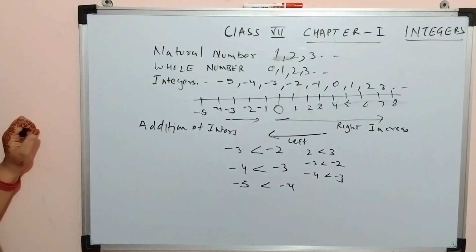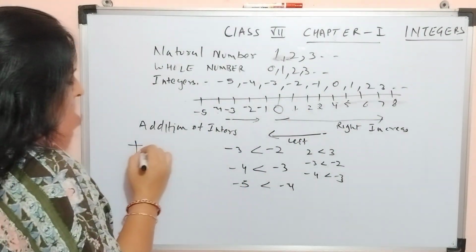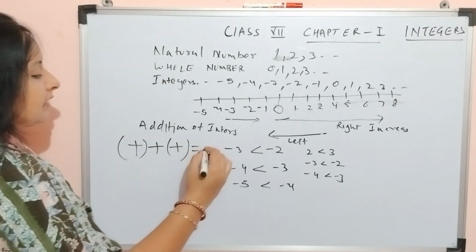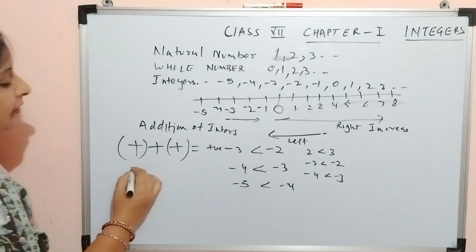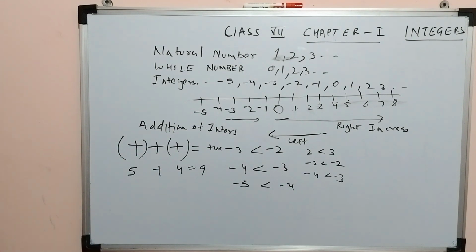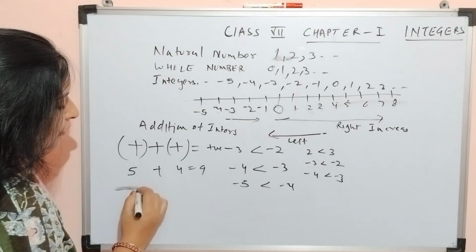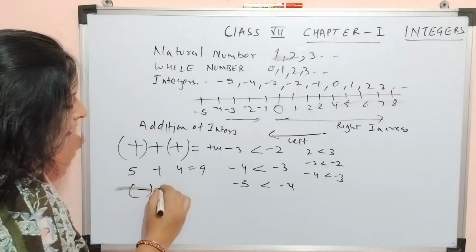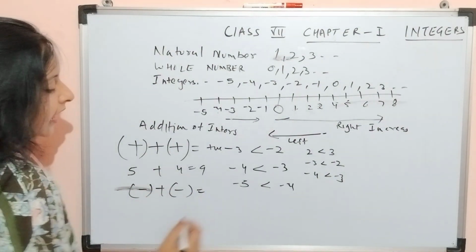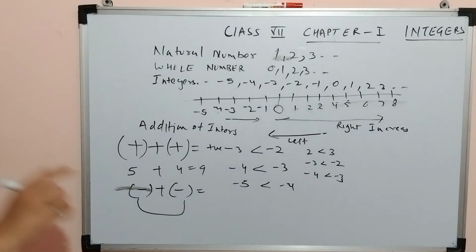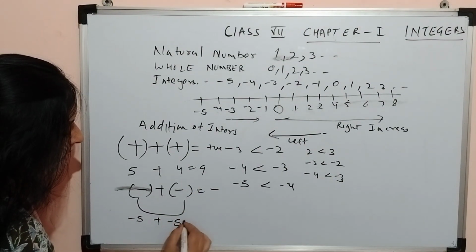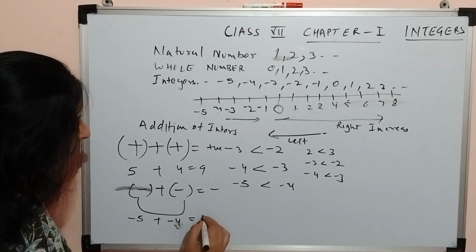Now we will discuss the addition of integers. If you are adding two positive integers, the answer will be positive. For example, 5 plus 4 will be 9. When we add two negative integers, negative plus negative, you will add these two numbers and the sign you will get is negative. For example, -5 plus -4. So the answer will be -9.